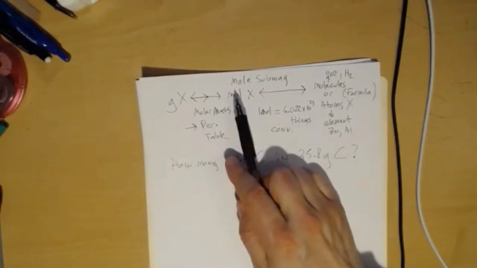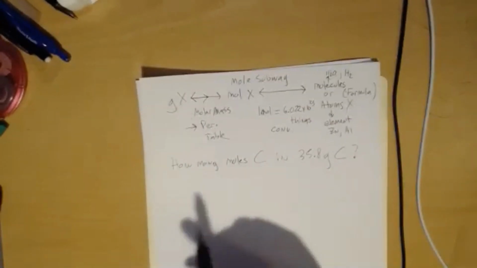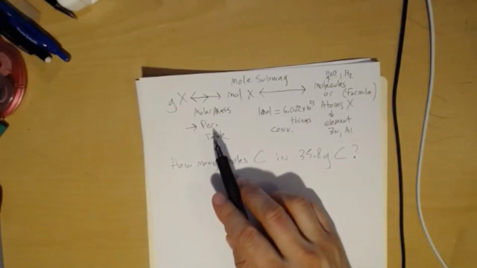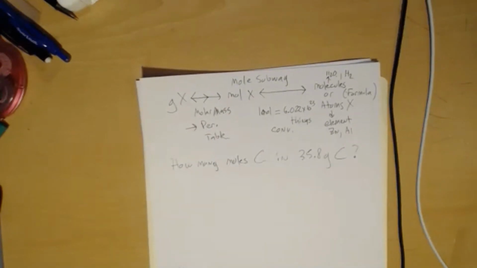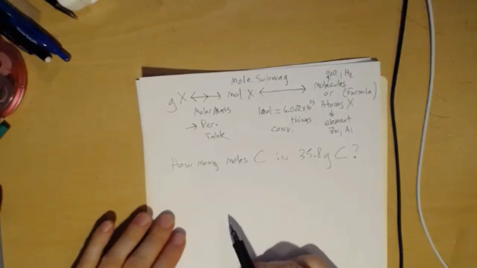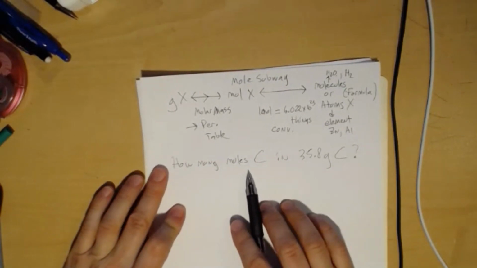If I'm at the mole station, I want to go to the gram station, or vice versa, then I'll use the molar mass, and that's calculated from the periodic table. So let's look at this question here.